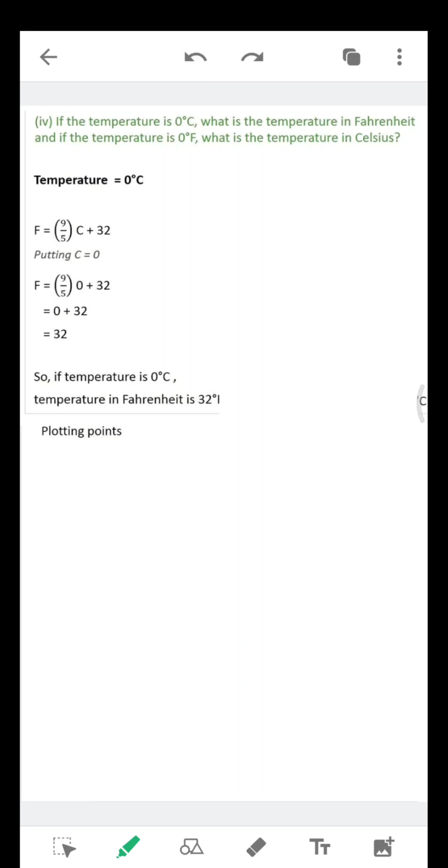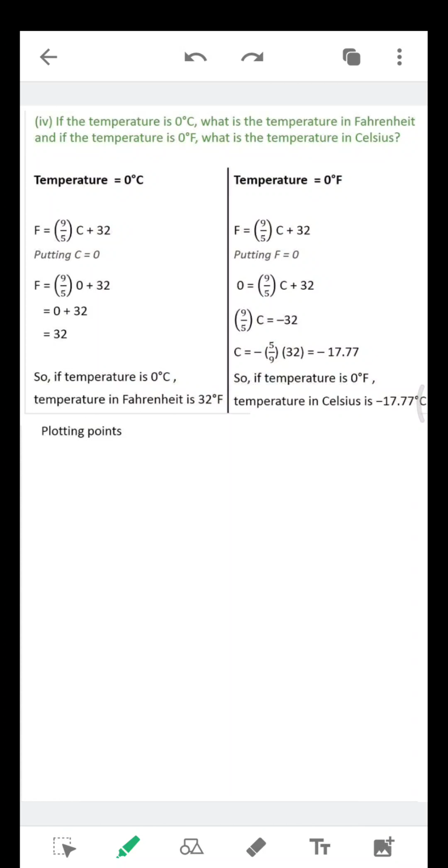Next, if Fahrenheit is 0, what is Celsius? So in place of F I'll write 0, and I'll transpose this, and C is equal to this 9 by 5 becomes 5 by 9, and 17.7. So if Fahrenheit shows 0, then Celsius will go negative. That will be very cold, the temperature goes negative. So if the Fahrenheit thermometer shows 0, then Celsius will be minus 17.7 degrees.